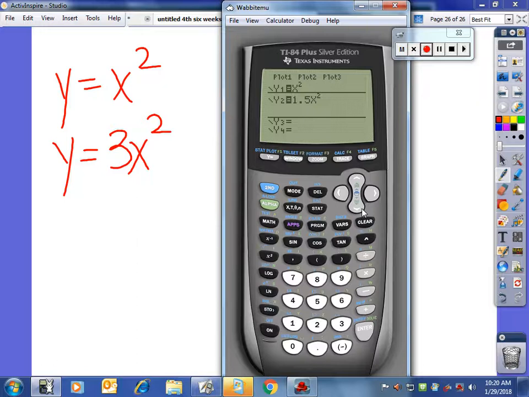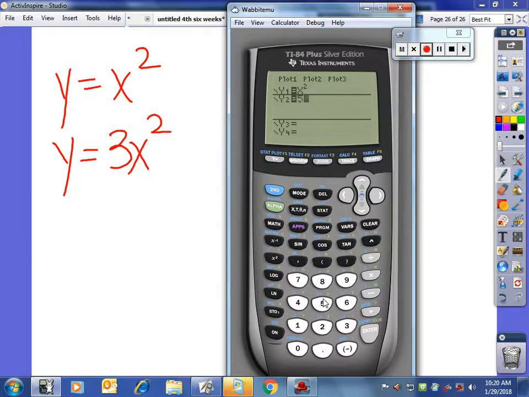When a gets bigger than 1, it gets skinnier. And 1.5 is bigger than 1. Give me something smaller than 1. 0.5 x squared. Now that should make it fatter. There comes y equals x squared. Here comes y equals half x squared, or 0.5 x squared.